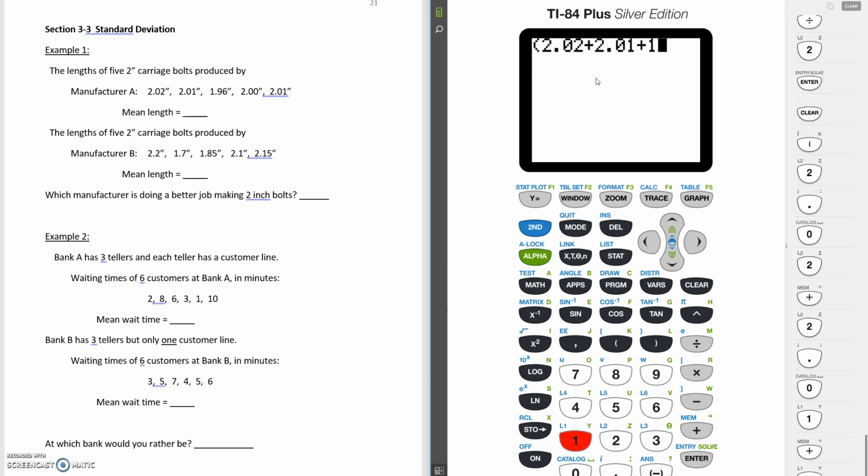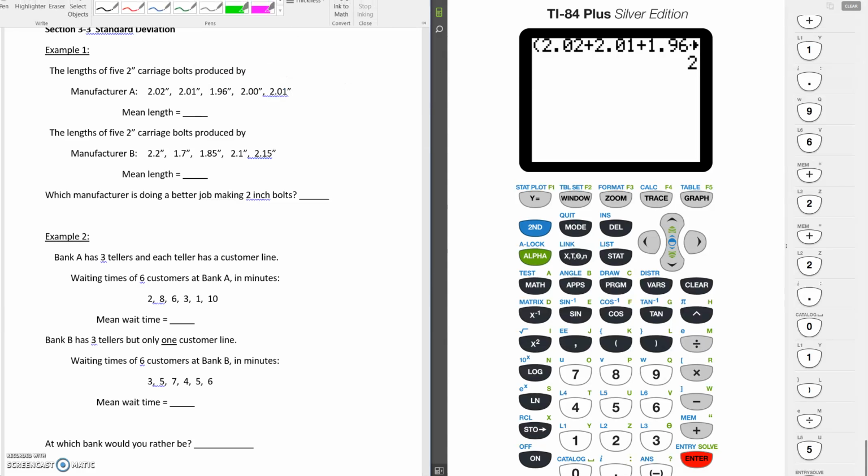Or, of course, you could put them in L1, and divide by 5, since there were 5 of them. And we see that the average is 2. So if they're just looking at average, they do average out to what they want, but we know that they're not all exactly 2. Okay, and then we can look at manufacturer B.